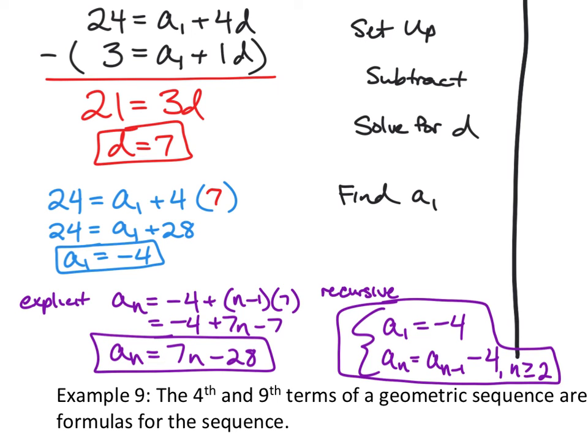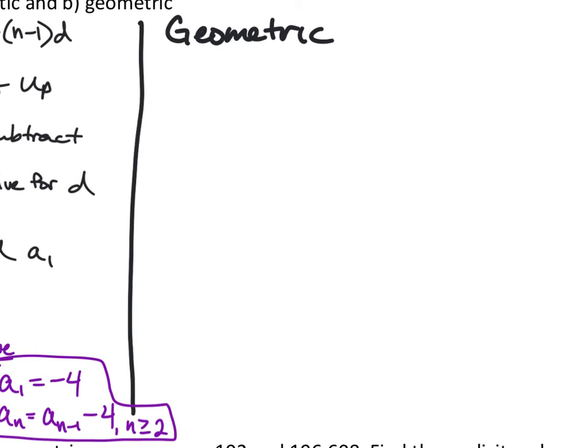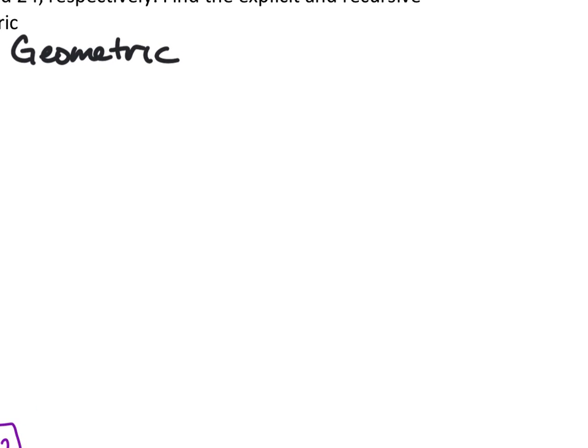Let's do the same thing, but this time for the geometric version of this sequence. So geometrically, the explicit formula for a geometric sequence is a sub n equal to a sub 1 r to the n minus 1. So let's again set up our information we were given in that form.